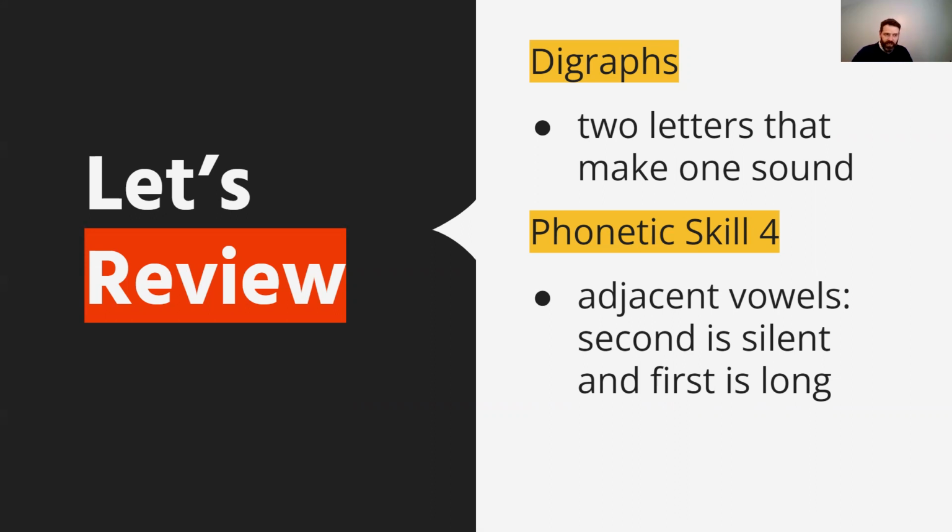We also discussed phonetic skill number 4, which deals with adjacent vowels. When we see adjacent vowels and we mark both of them, we immediately know this word will follow phonetic skill number 4. The second vowel will be silent, the first one will be long, and we can mark it that way. So now we've learned about 2 phonetic skills that deal with short vowels and 2 phonetic skills that deal with long vowels. We have one more phonetic skill to deal with, and it also deals with long vowels, and we'll learn that in our next unit.